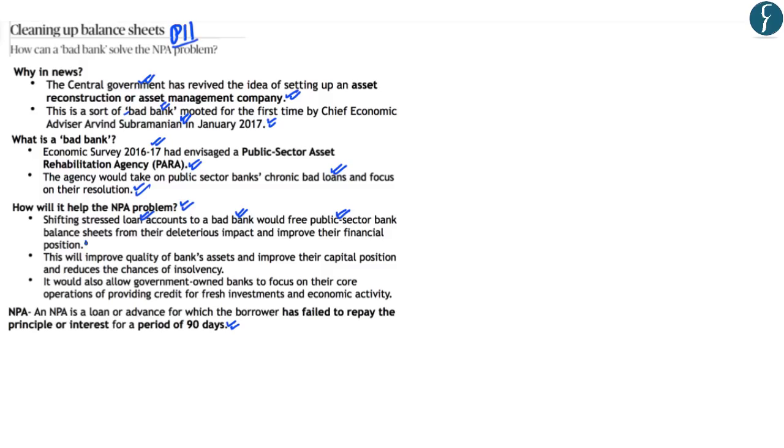And after such stressed loans have been taken away from the public sector banks, it would improve their financial position. Since it would improve the quality of the banks' assets, it would also improve their capital position and reduce the chances of insolvency of the public sector banks. And apart from this, by shifting the stressed loans to a bad bank, it would also allow them to provide fresh credit for fresh investment and economic activity.